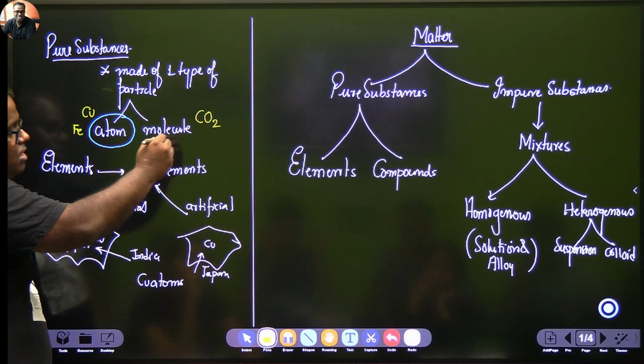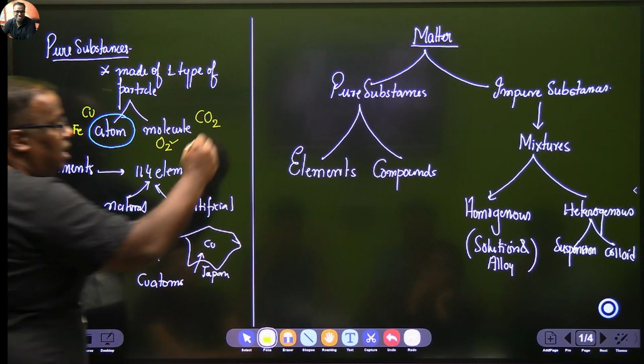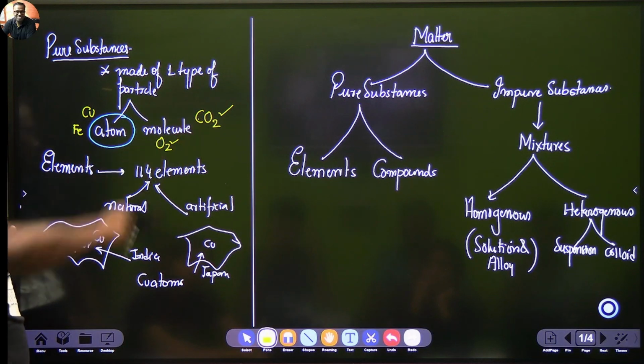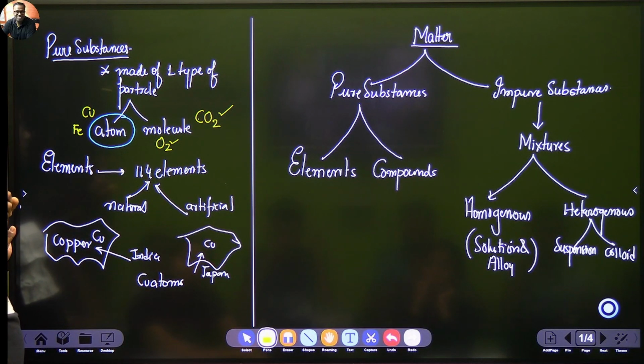Is this a pure substance? Yes. Is this a pure substance? Yes, because its entity is that green circle. Please don't see these two different particles. It has one type of particle. What is that particle? Molecule.